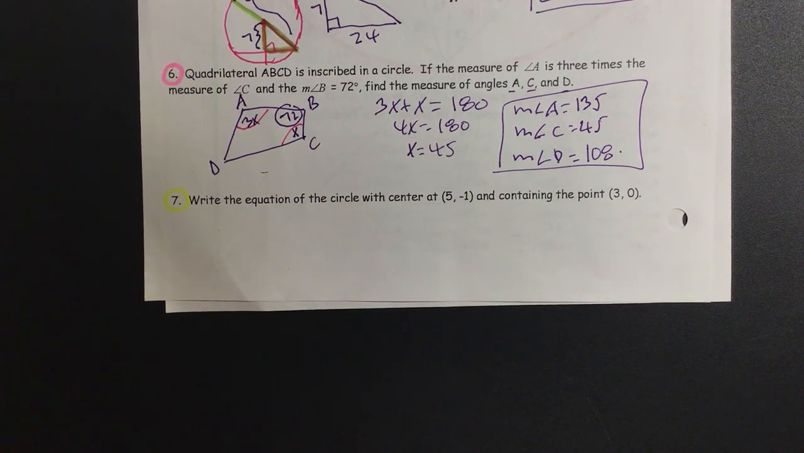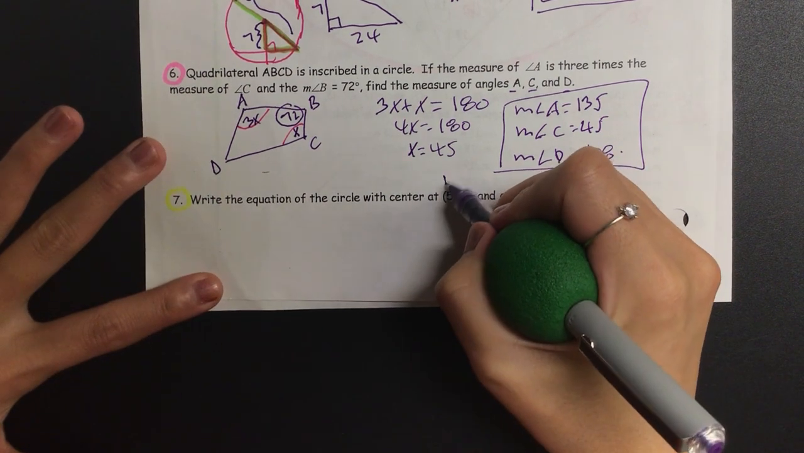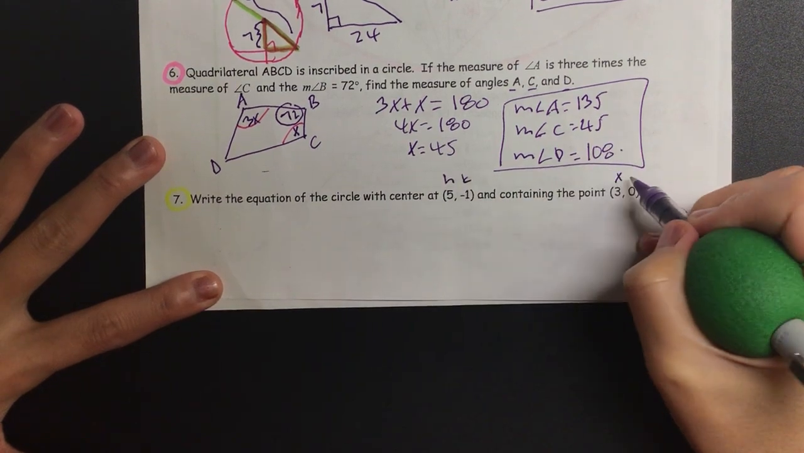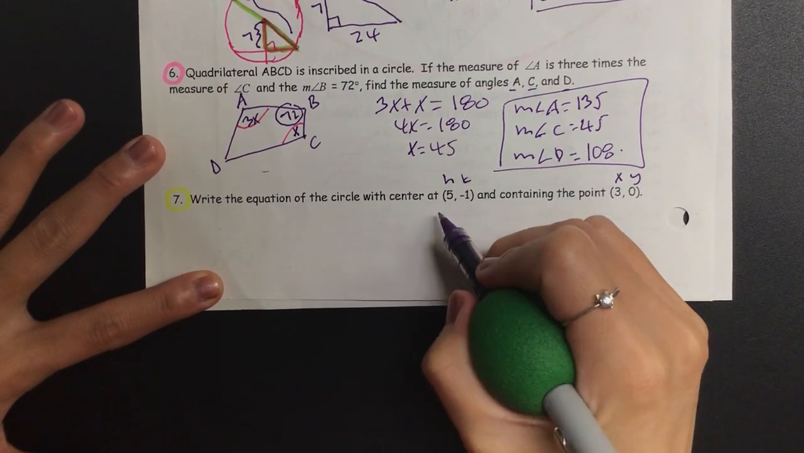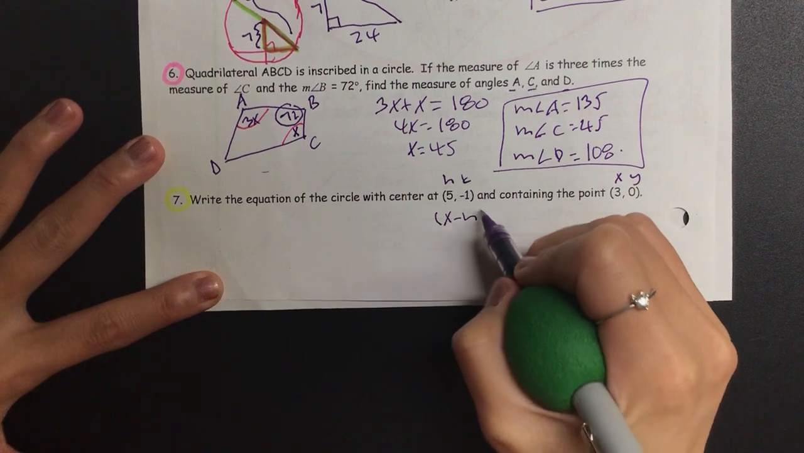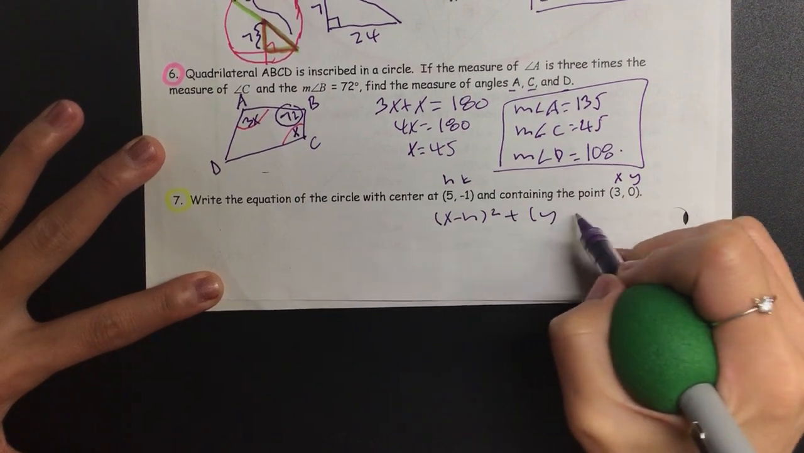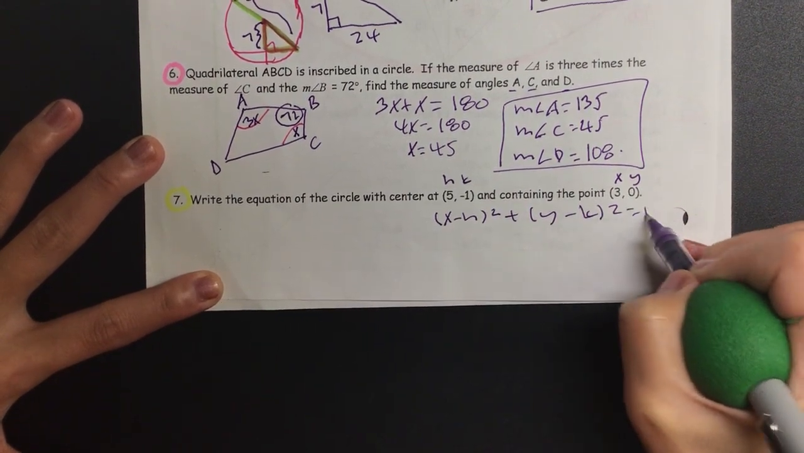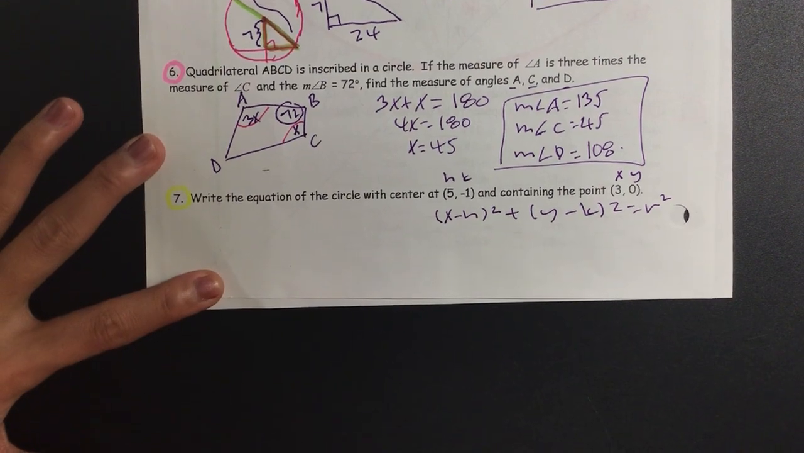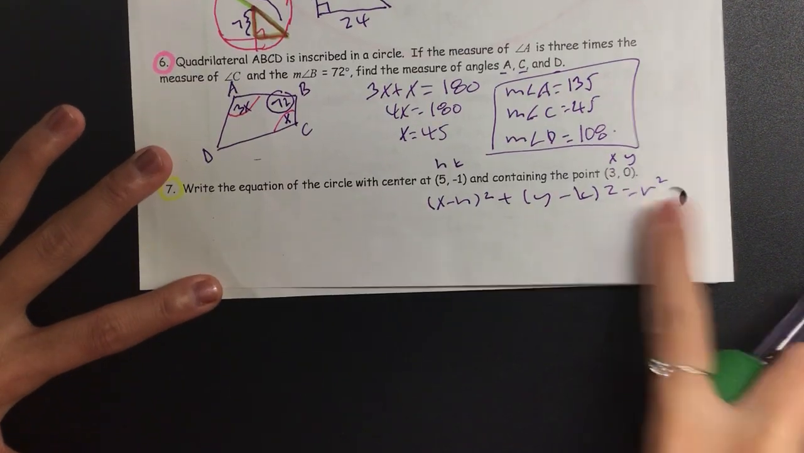Write the equation of a circle with the center at (5, -1) and passing through (3, 0). So the center is (h, k). The point is (x, y). Let's write out the formula: (x - h)² + (y - k)² = r². And just like on the notes, r will be the only thing that's going to involve some work.